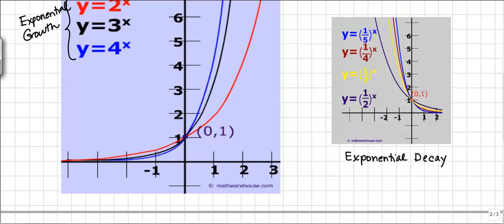And as you can notice, the size of the base determines whether you have growth or decay. If you're exponential growth and your exponent's positive, your base is bigger than 1. If you're exponential decay, that means your base is positive, but it also means your base is smaller than 1. Of course, this is predicated upon the fact that you're dealing with just x in the exponent. We'll talk about that more a little bit later.